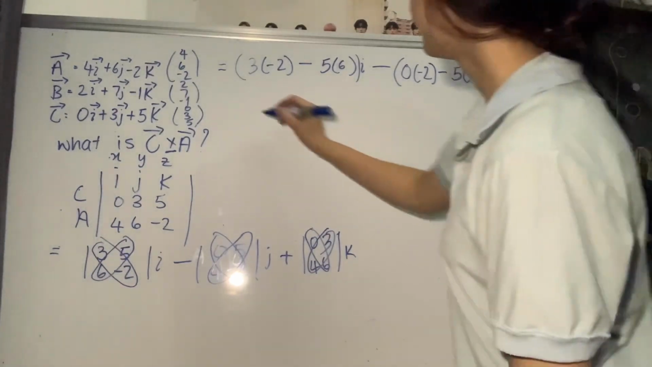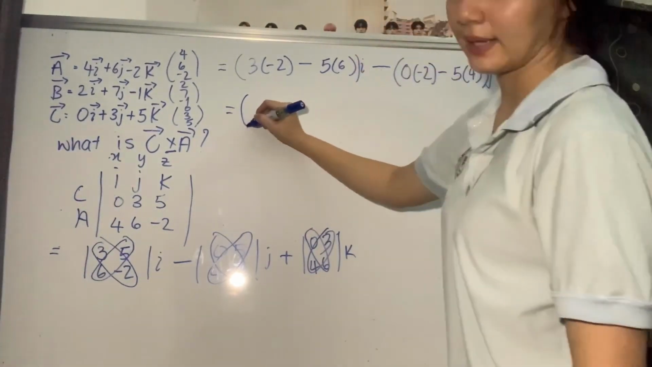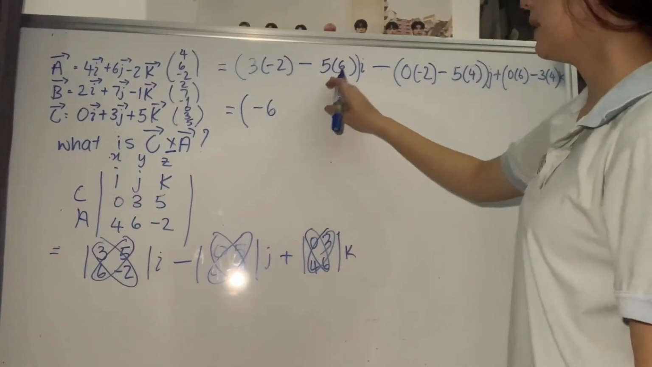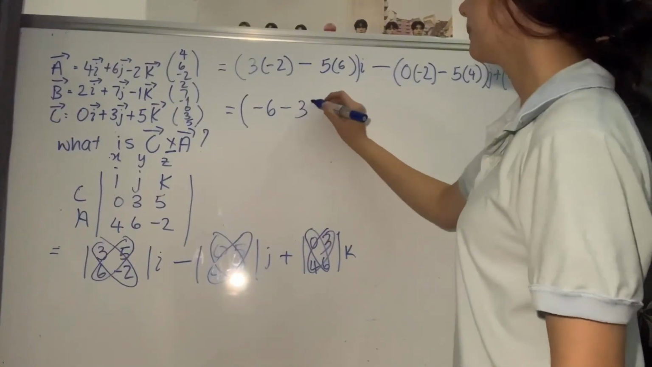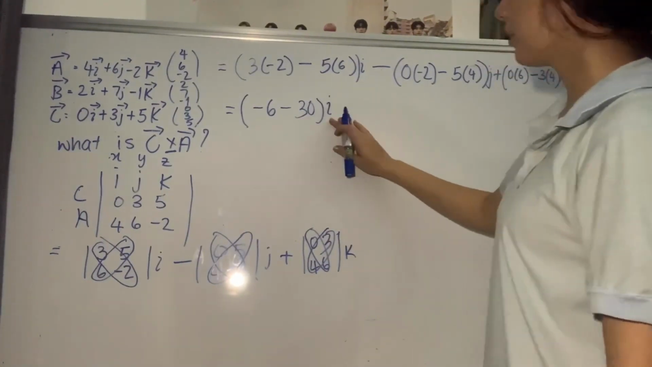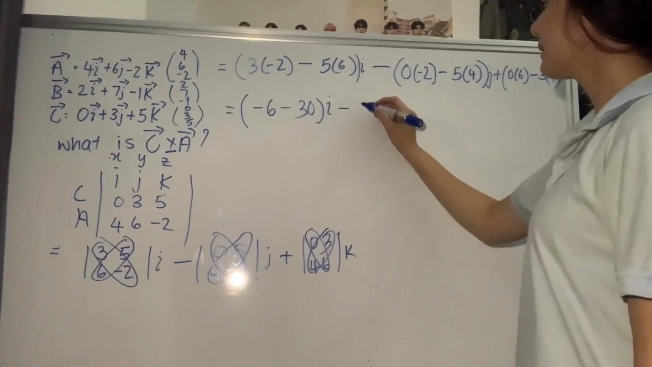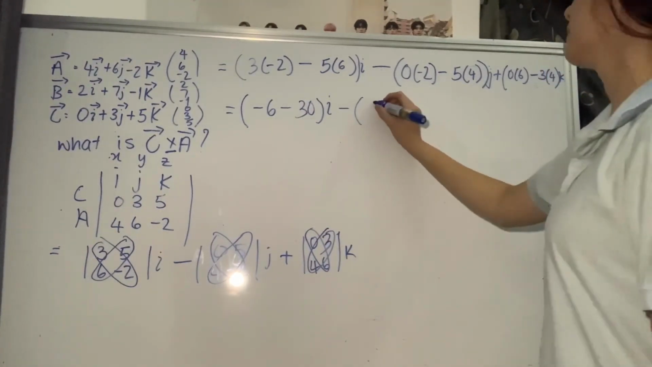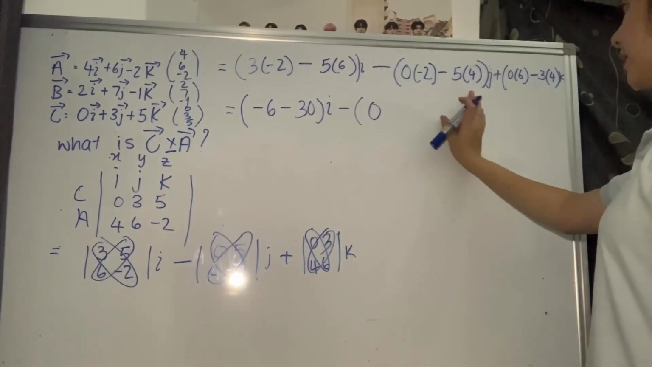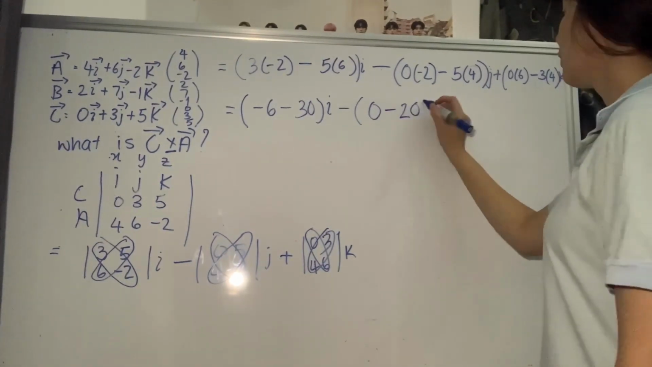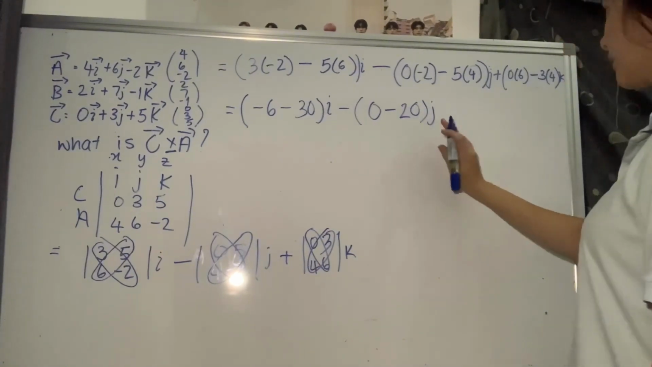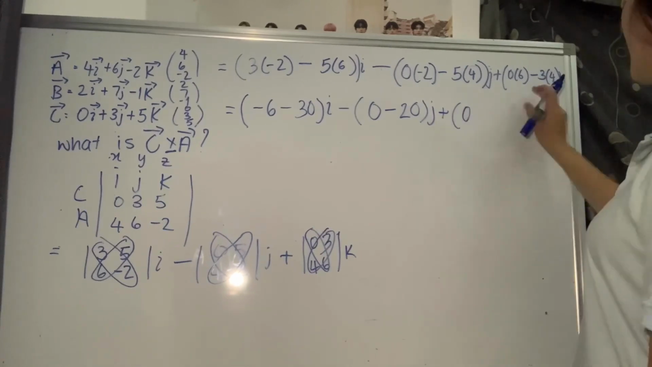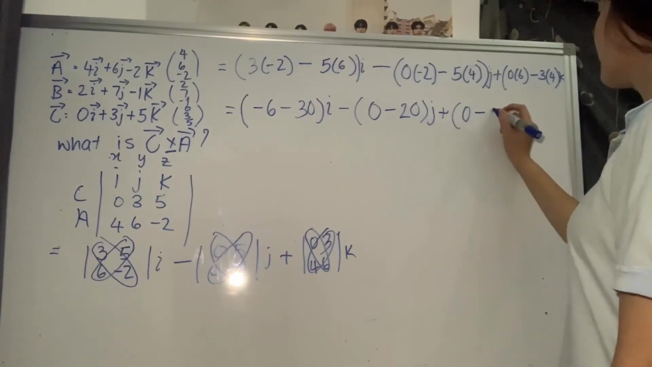So then moving on, we open bracket again, and 3 times minus 2 gives you minus 6, and minus 5 times 6 gives you minus 30. Make sure you write the I, and then minus, open bracket again, 0 times minus 2 gives you 0, negative 5 times 4 gives you negative 20, sorry, and then lastly we have 0 times 6, which gives us 0, negative 3 times 4, which gives us negative 12.